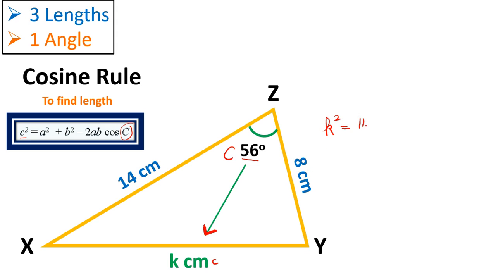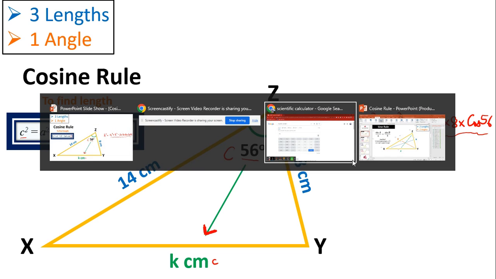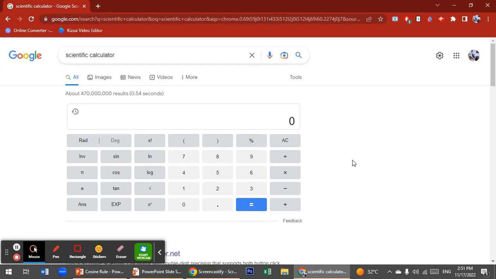So k squared equals 14 squared plus 8 squared minus 2 times 14 times 8 times cos of 56. Now, this is what I need to write down on my calculator. For that, you need to go on your scientific calculator. It was 14 squared, so I'm going to write 14, and then in order to put a square, you'll see this x to the power of y button, so you'll just click that. You'll have this box right there, and you can just put a 2 here, so it becomes 14 squared.